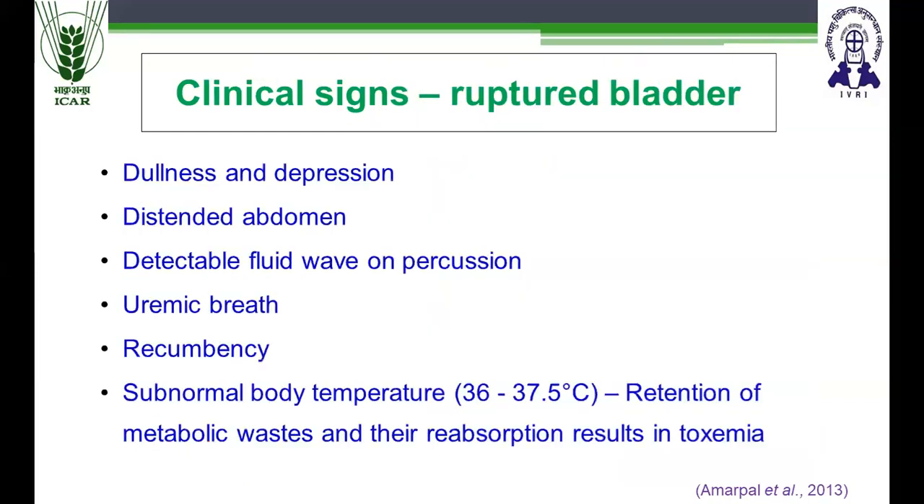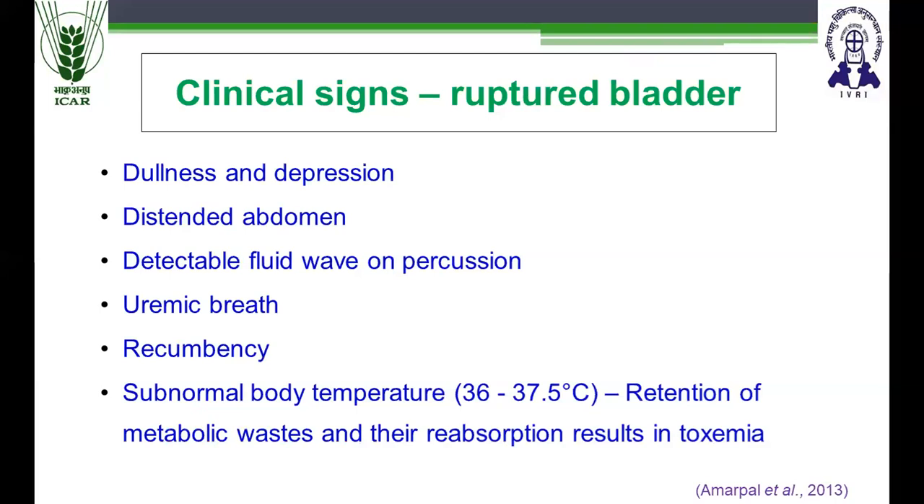So what are the clinical signs in case of ruptured bladder? The animal will be dull and depressed. There can be a distended abdomen because once the bladder is ruptured, the abdomen will be filled with urine. And this fluid can be detected on percussing the abdomen using our hand. And in case of severe azotemia, we can feel the uremic breath from the respiration of the animal. And there will be recumbency in severe cases.